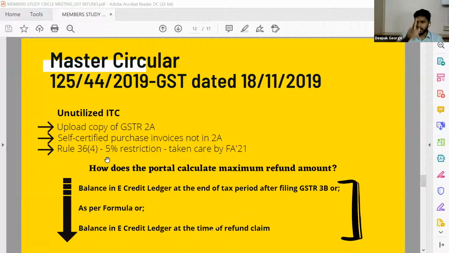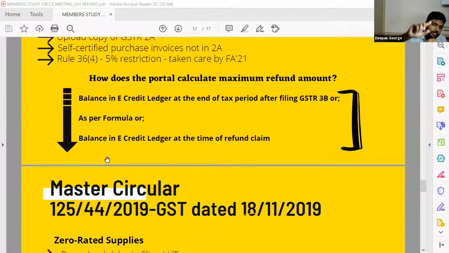And finally, they've inserted one subsection which says that you can only claim or take ITC which is reflecting in your GSTR 2A. With that insertion in GST law under section 16, they have got rid of all the confusion we had regarding how much ITC to claim, how much to show, whether it is coming in 2A or 2B, etc. They have said whatever is coming in your 2A, right now equivalent to 2B, that is the only ITC which you can avail. Made clear by the Finance Act of 2021.